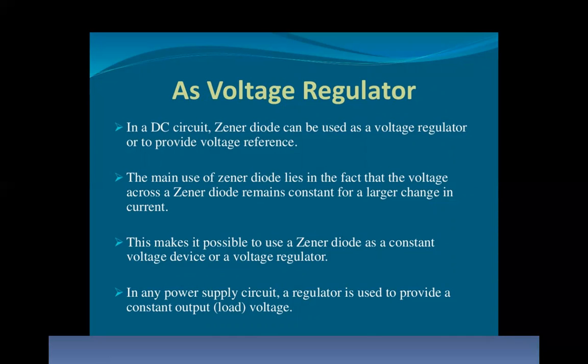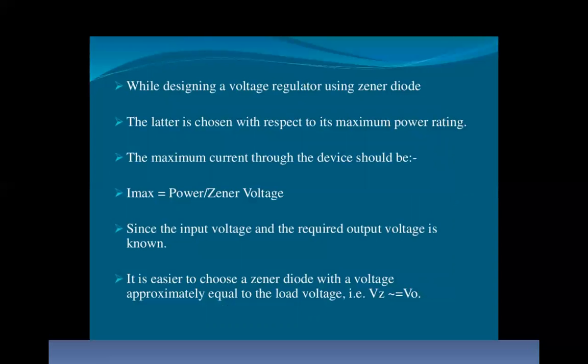In any power supply circuit, a regulator is used to provide a constant output voltage. While designing a voltage regulator using a Zener diode, the latter is chosen with respect to the maximum power rating, and the maximum current through the device, I max, should be equal to power divided by Zener voltage. Since the input voltage and the required output voltage are known, it is easier to choose a Zener voltage approximately equal to the load voltage.